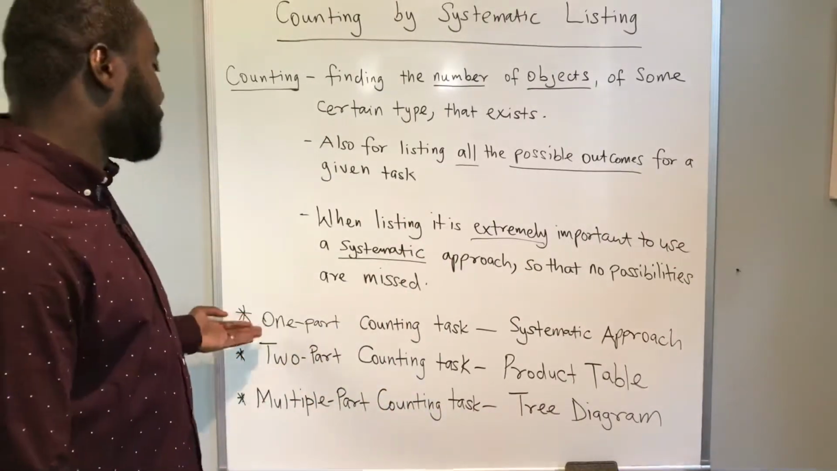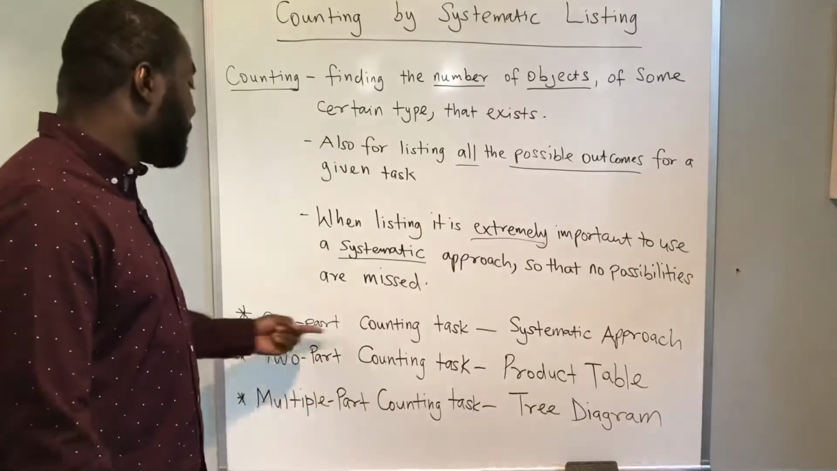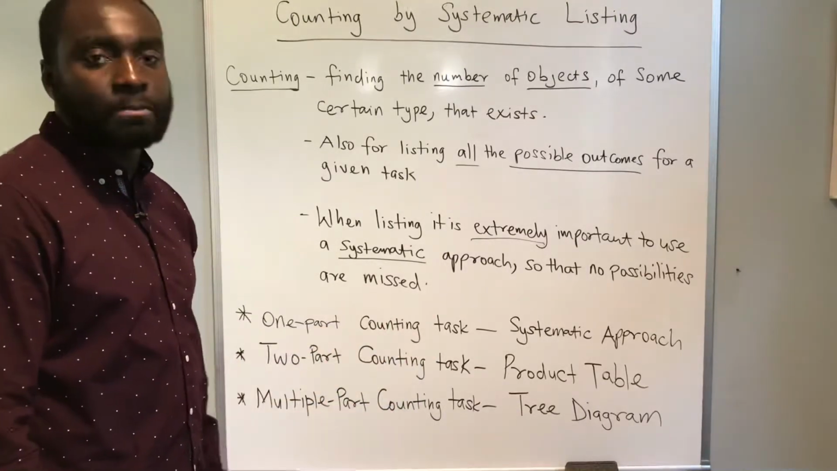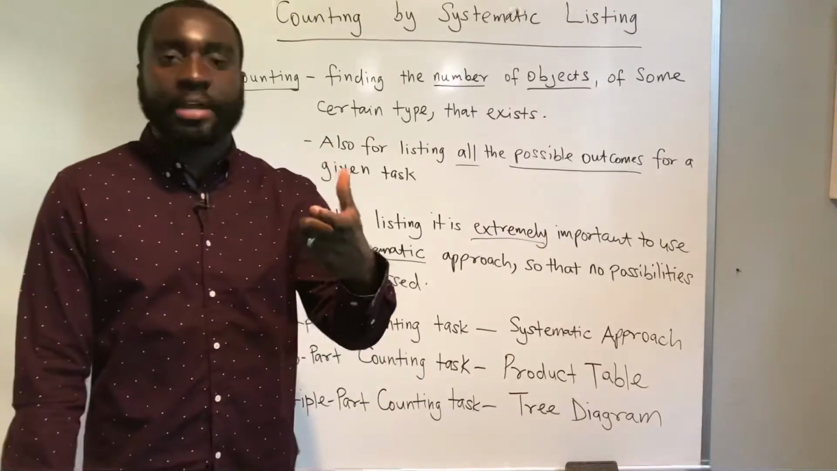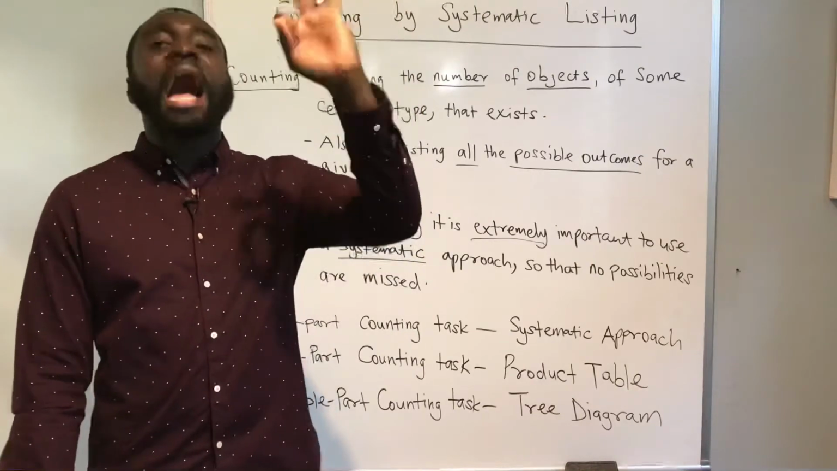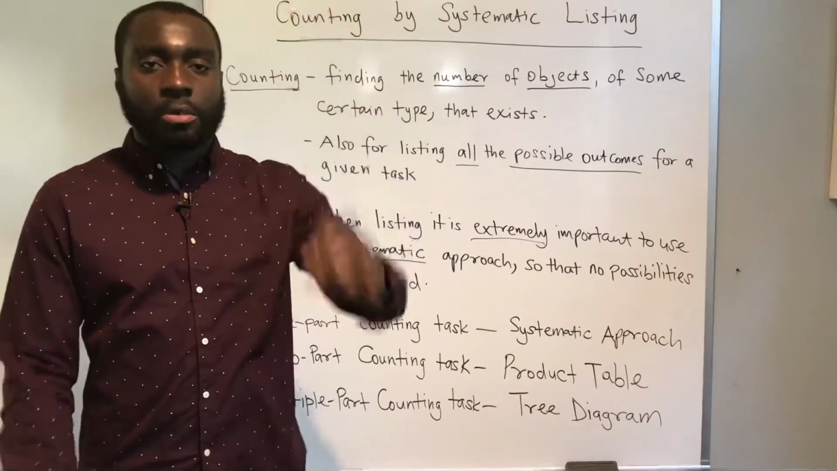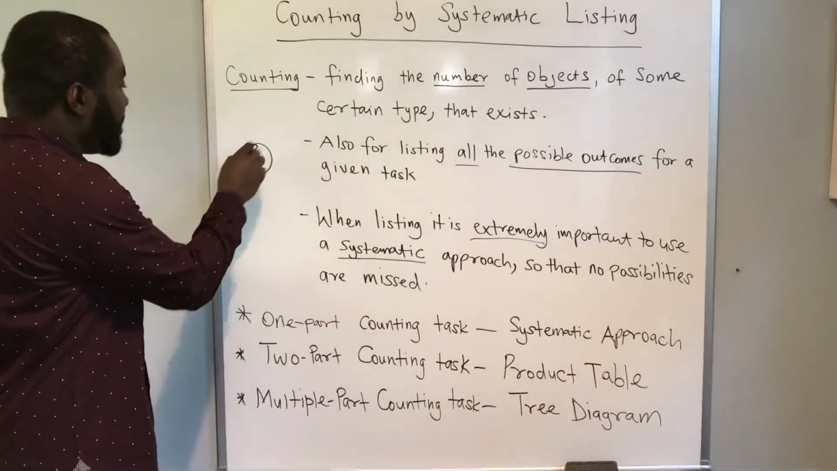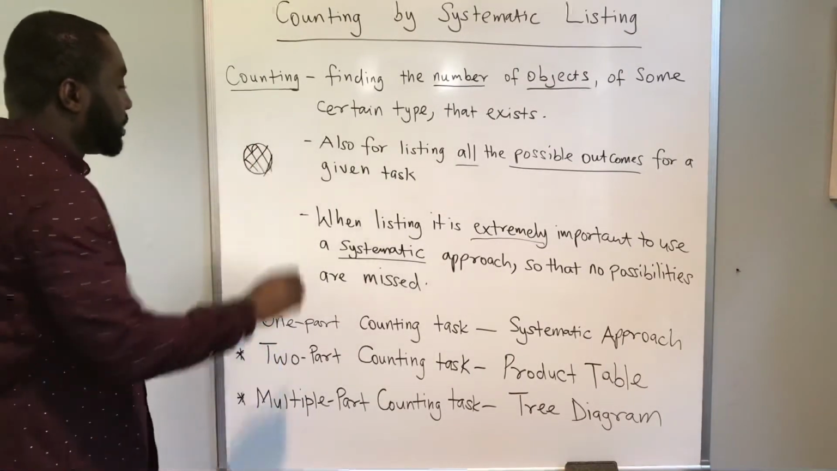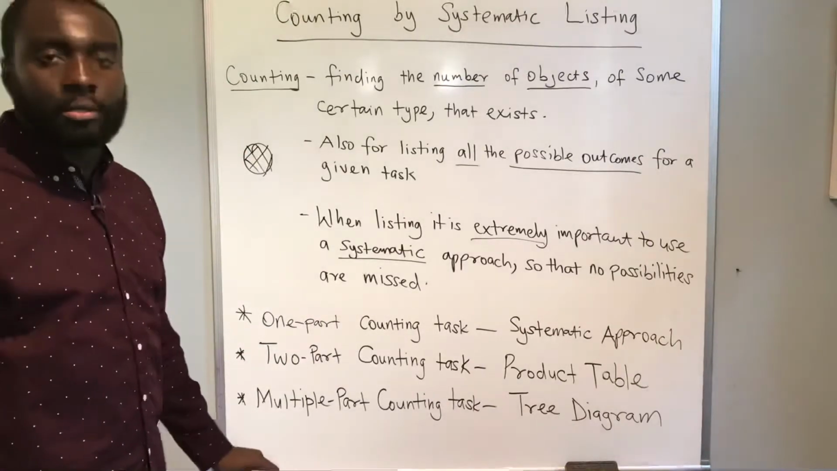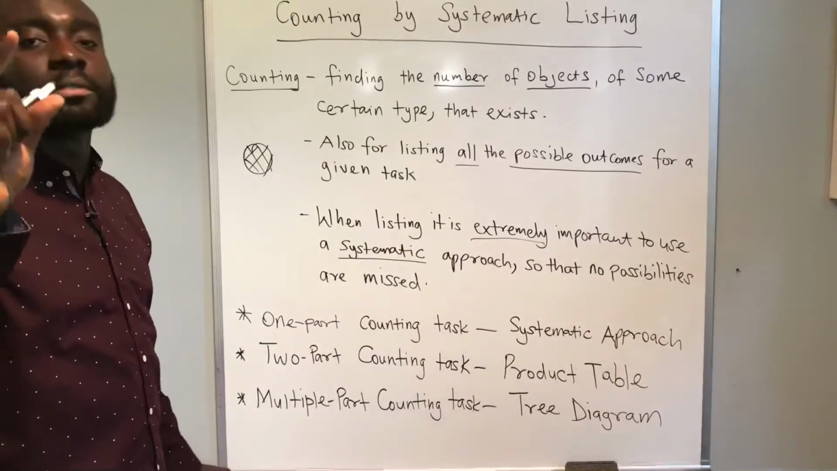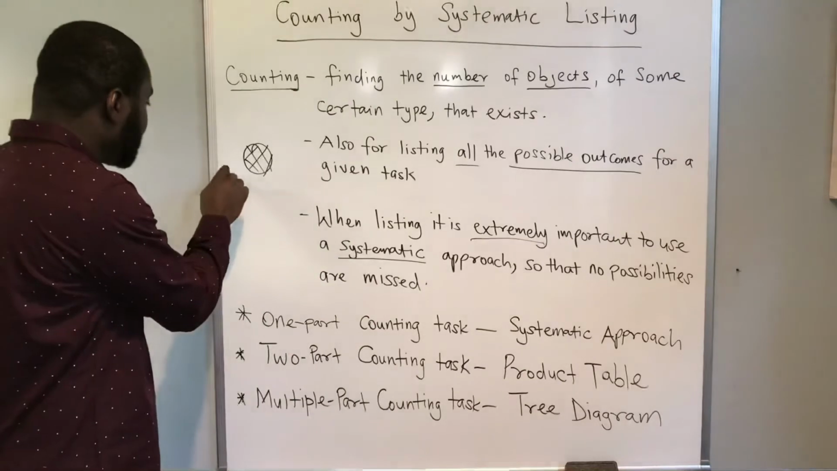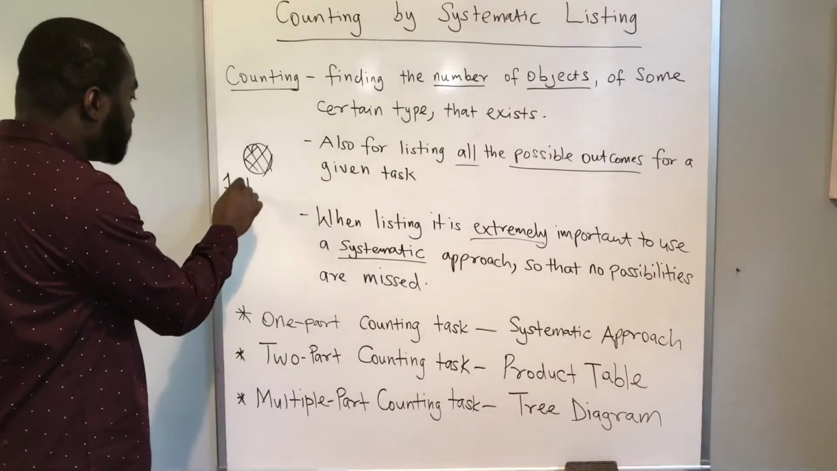So for example, what is an example of a one-part counting task? It's like, let's say you have a quarter, right? It's just one object, okay? So you just have a quarter here, and it's just one object, okay? Just one quarter. A quarter is one object.